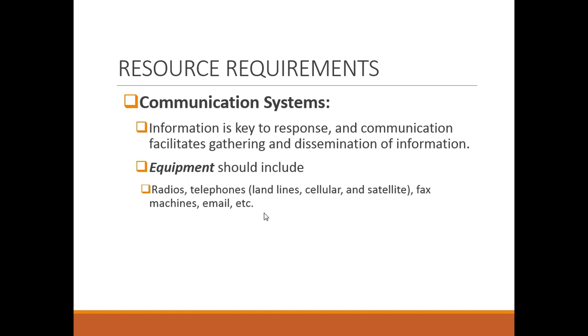As mentioned before, information is a critical part of the disaster management process. But information without a means of disseminating that information can be a problem. Therefore, you must have communication systems in place. So that communication system will facilitate the gathering of the information as well as the dissemination of the information. In other words, information in and information out. Some very simple examples would include radios, telephones, various types of telephones such as landlines, cellular phones, and satellite phones, your basic fax machine, email, etc.